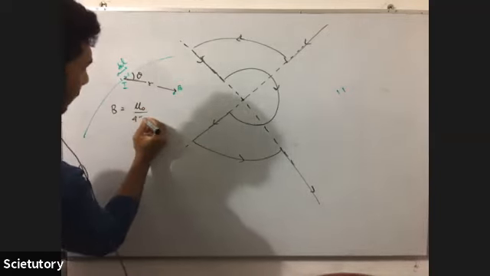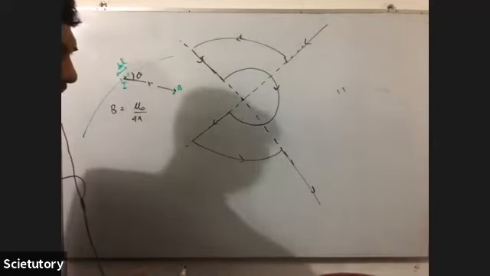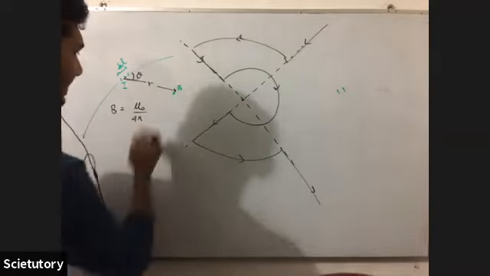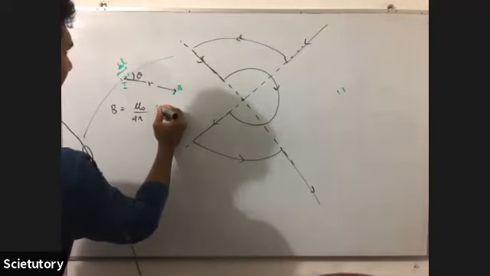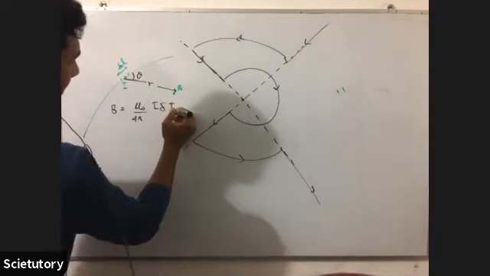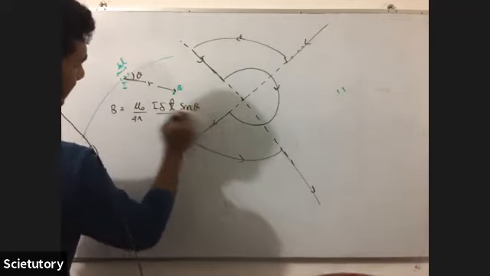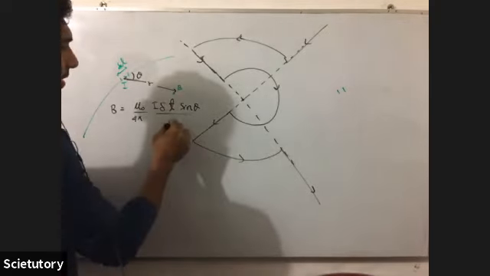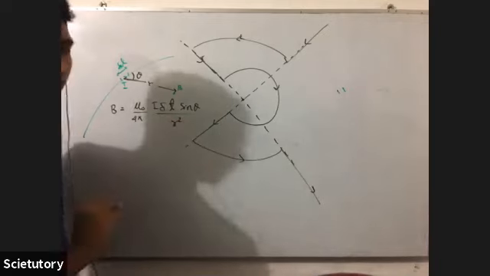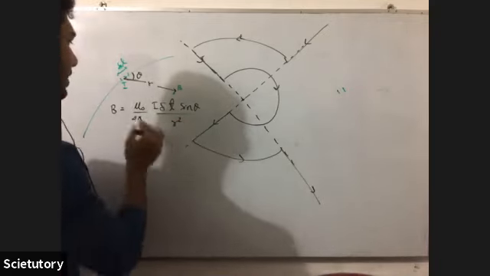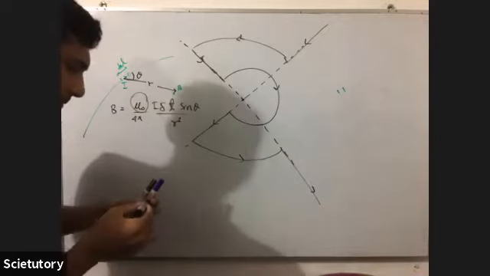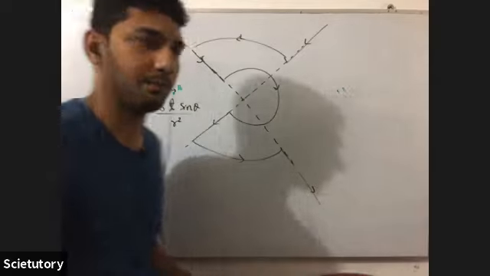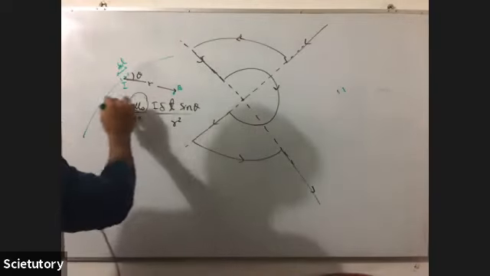Mu naught over 4 pi, then I delta L sin theta over... what else? One is missing. R square. So what is mu naught here? It's the magnetic permeability in free space. So this is the equation.